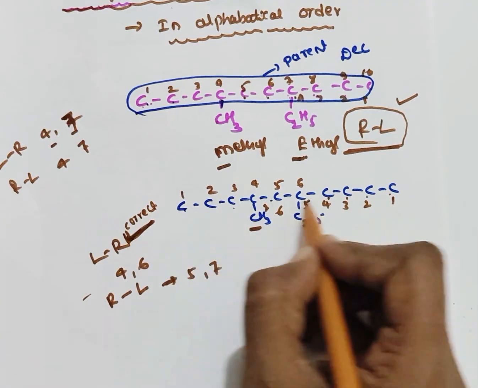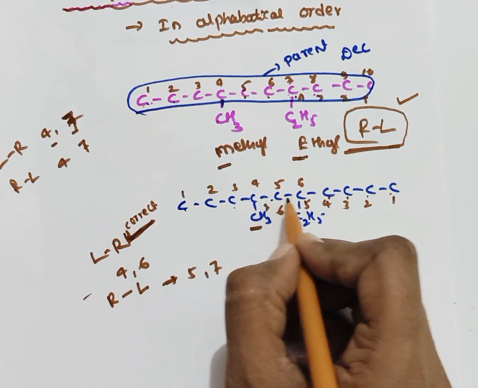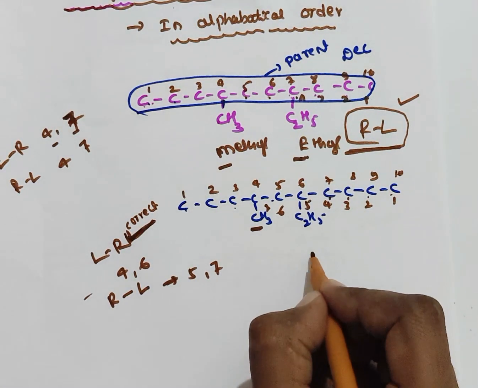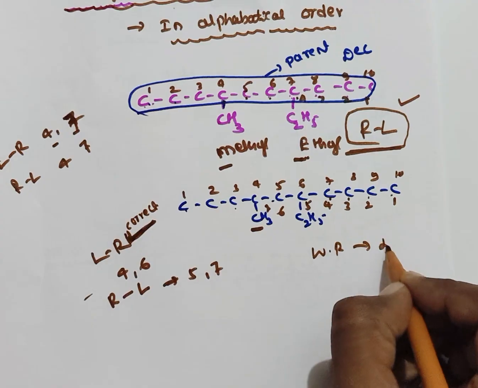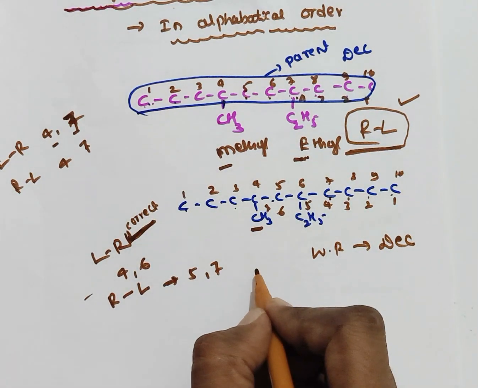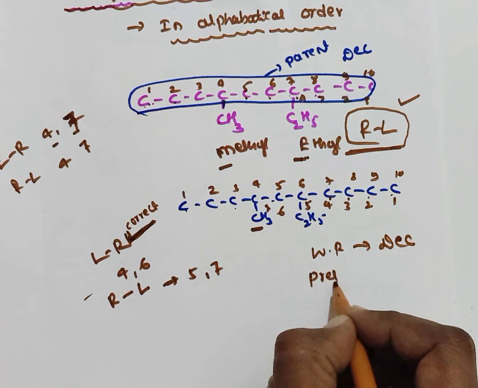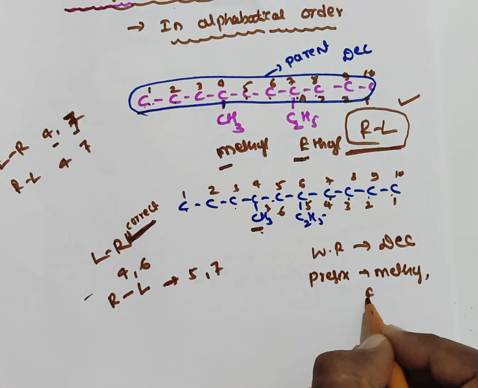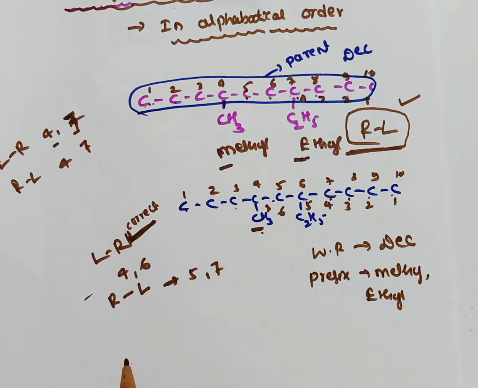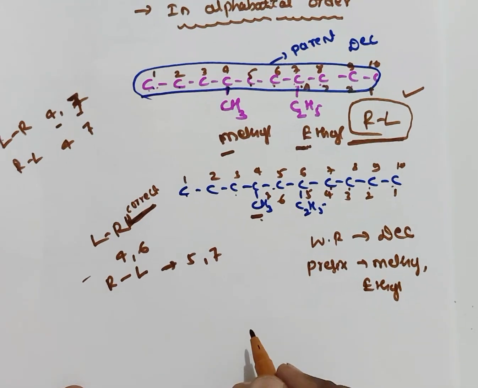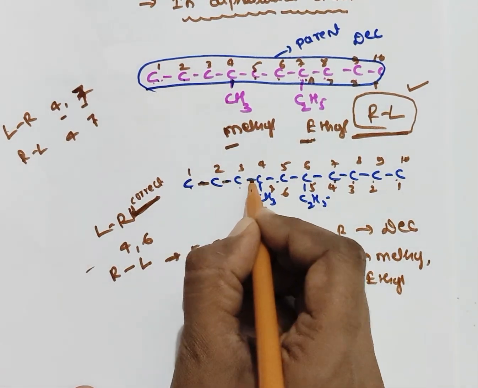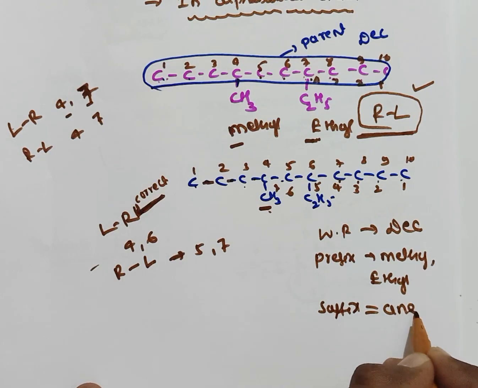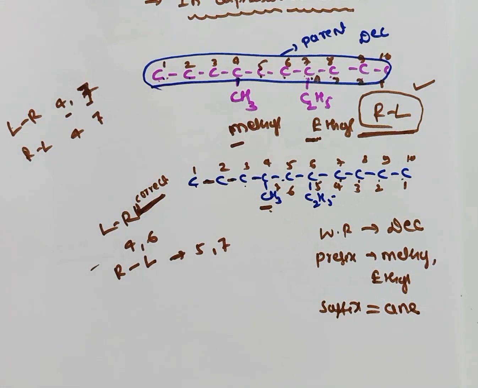So numbering from left to right means 1, 2, 3, 4, 5, 6, 7, 8, 9, 10. Ten carbons means the word root is dec. Yes or no? Here there are two prefixes: one is methyl, another one is ethyl. Yes or no? Two prefixes, and between the carbons a single bond is there, therefore the suffix is -ane. Is this clear to everyone?